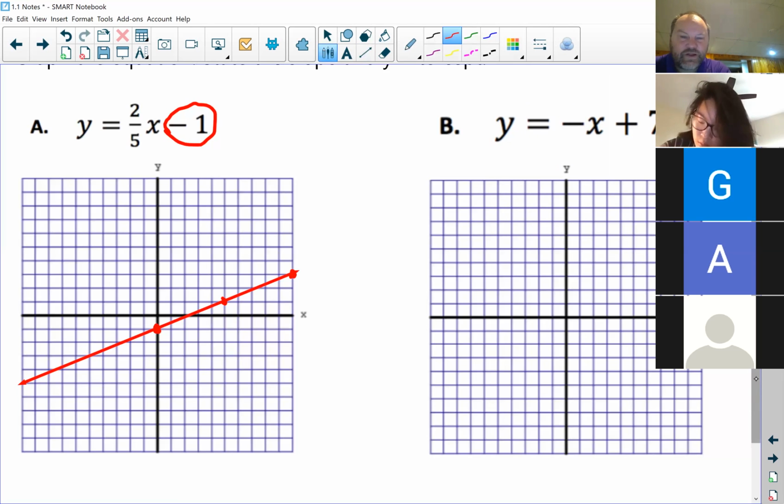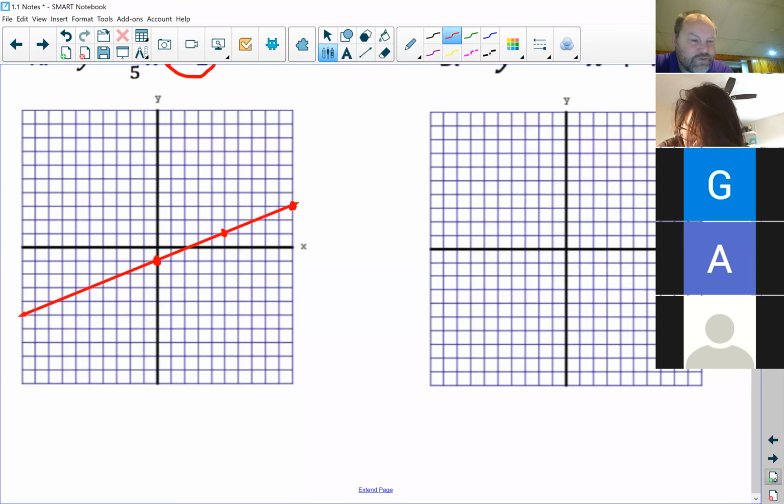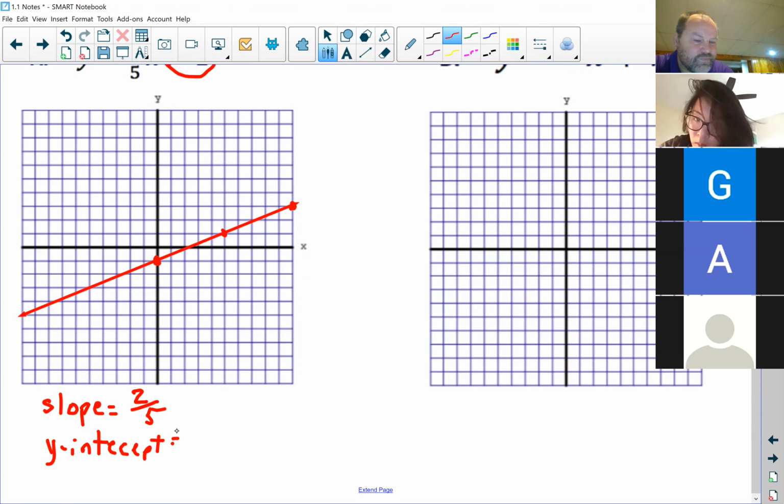Then we're asked to tell what the slope and the y-intercept are. So we said our slope was 2/5. And our y-intercept, and again, I like to write it as an ordered pair, (0, -1).